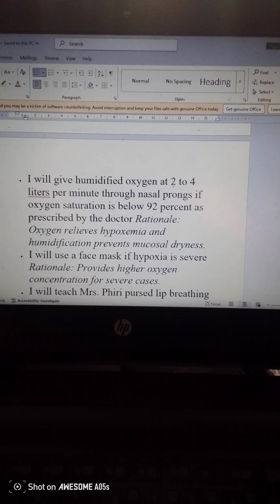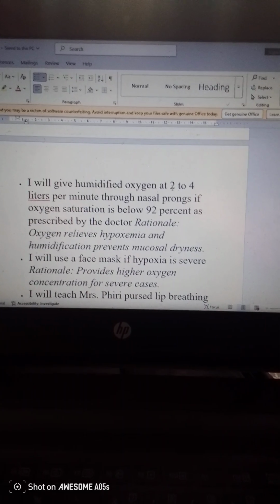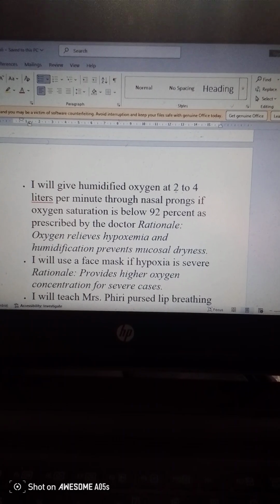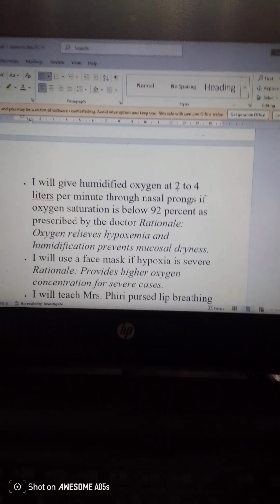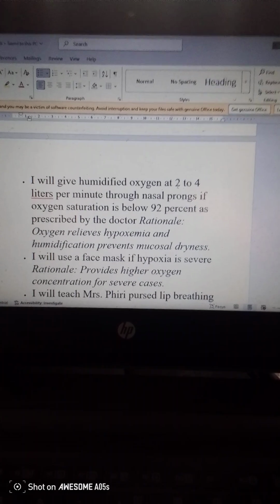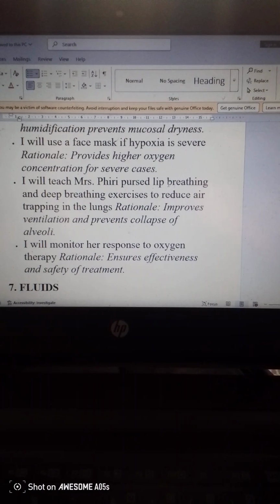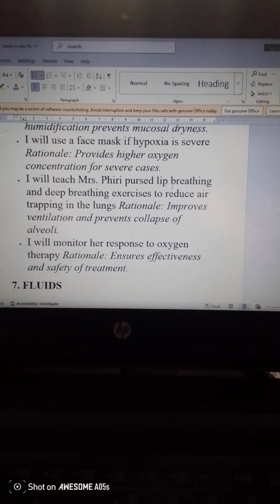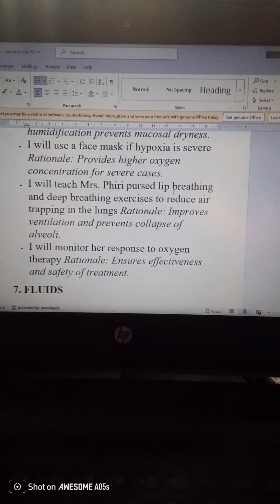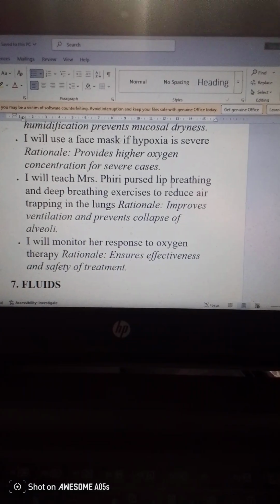Then the next thing is I will give humidified oxygen at 2 to 4 liters per minute through nasal prongs if oxygen saturation is below 92% as prescribed by the doctor. So the rationale here is that oxygen relieves hypoxia and also humidification prevents mucosal dryness. The next thing that you need to focus on under oxygen is that you use a face mask if hypoxia is severe. So the main rationale here is that it provides high oxygen concentration for severe cases.